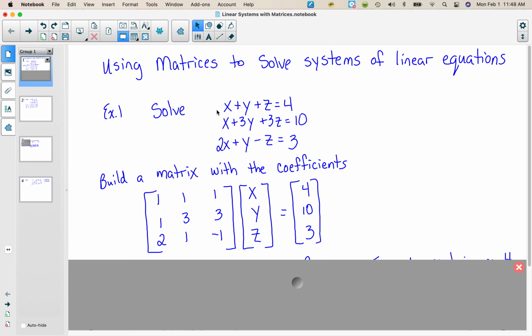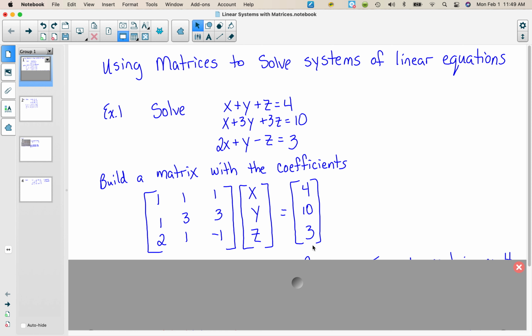So notice I take the coefficients in my first equation to be a 1, a 1, and a 1. So that's where these come from. A 1, a 3, and a 3, a 2, a 1, and a negative 1. So that's my coefficient matrix. Then I took my variables, x, y, and z, and I have them here. And I took my answers, and I have them here.